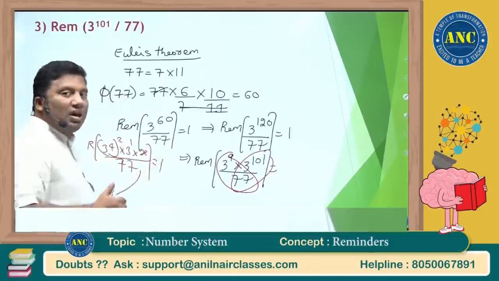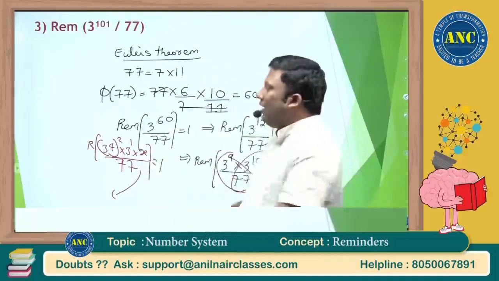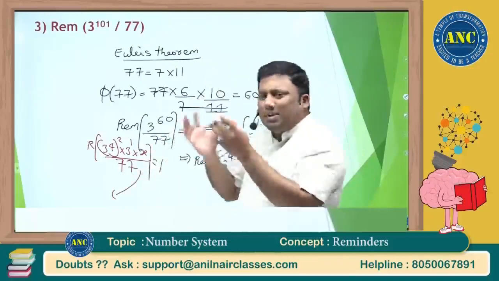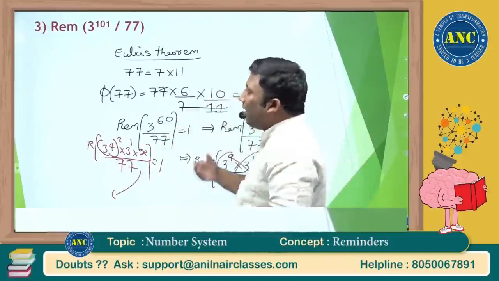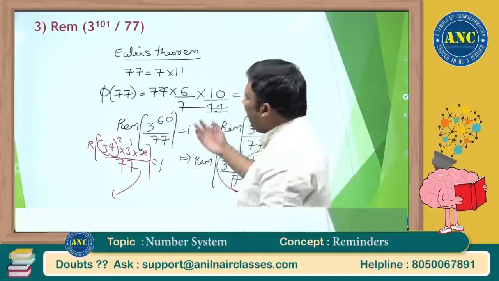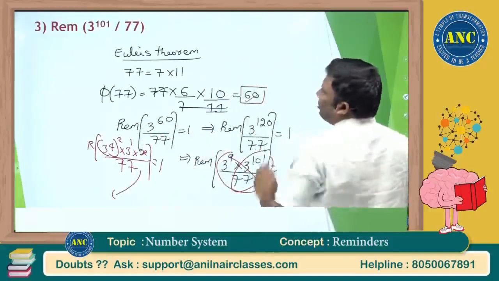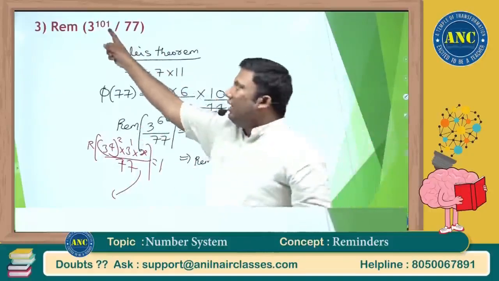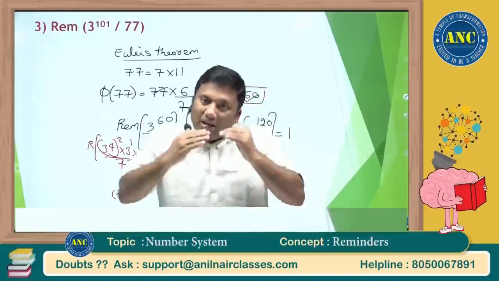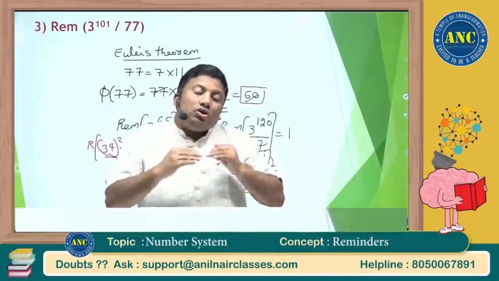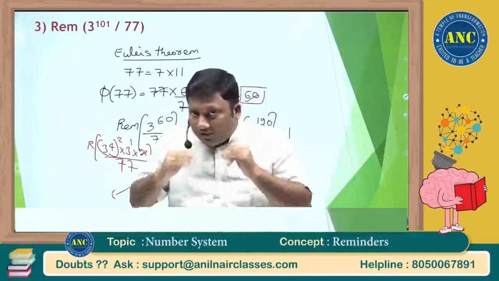All these steps take a little more time than usual. In the previous problems, it was a very simple equation; just by looking at the equation, we got the answer. But here the totient function of the denominator is 60. What is the multiple of 60? 120. What is given in the question? 101. Is 101 close to the totient function of the denominator or its multiples? Definitely not.